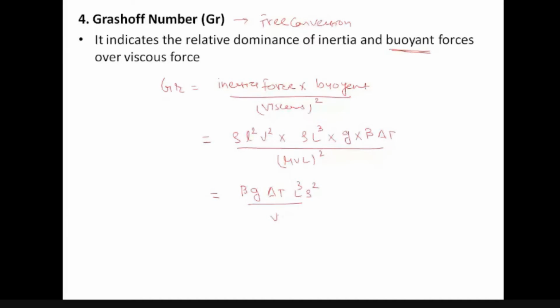So in here it is mu to the power 2. In this way you can remember the Grashof number formula: beta g delta T L cube into rho to the power 2 divided by mu to the power 2. It has a dominance of inertia forces and buoyant force over the viscous force, and that's why it is very much useful in free convection.